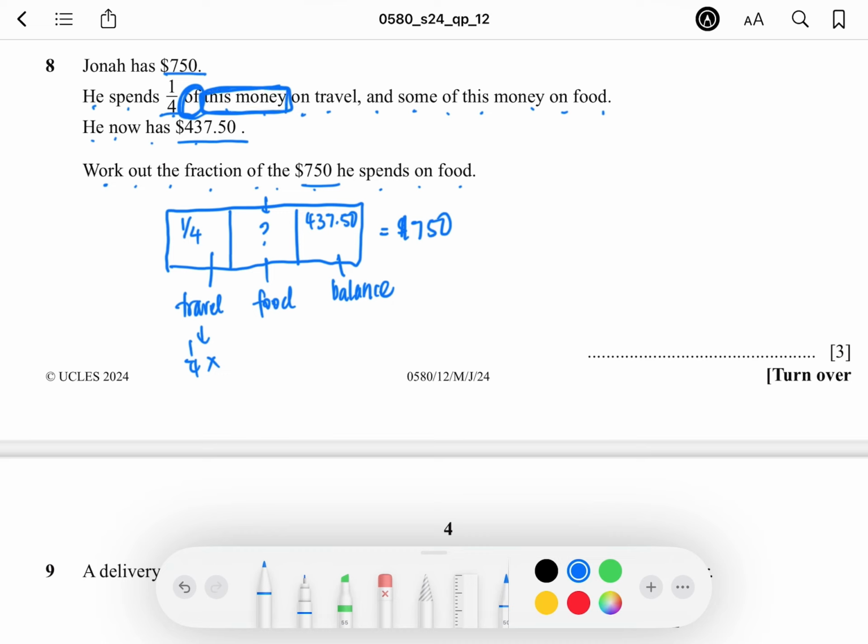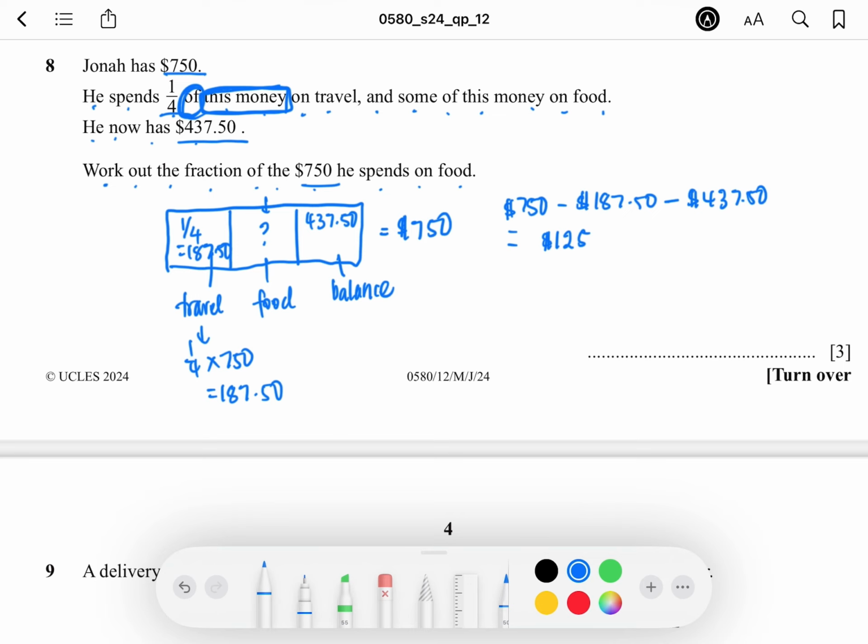What money? 750. Which is so this one is 187.50 cents. Artinya 750 next step minus 187.50 cents minus 437.50 cents equals to $125.